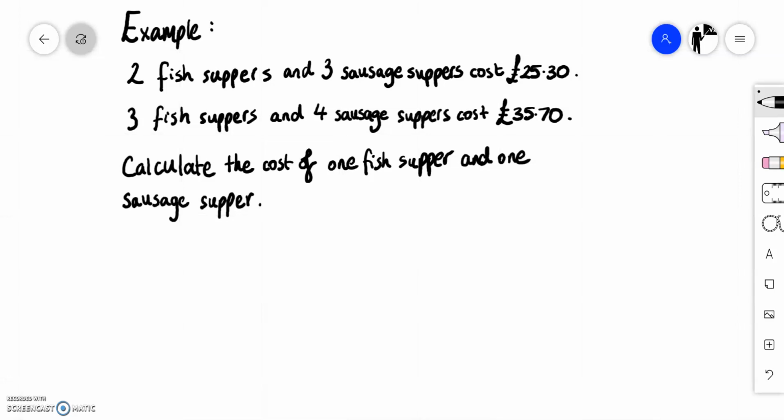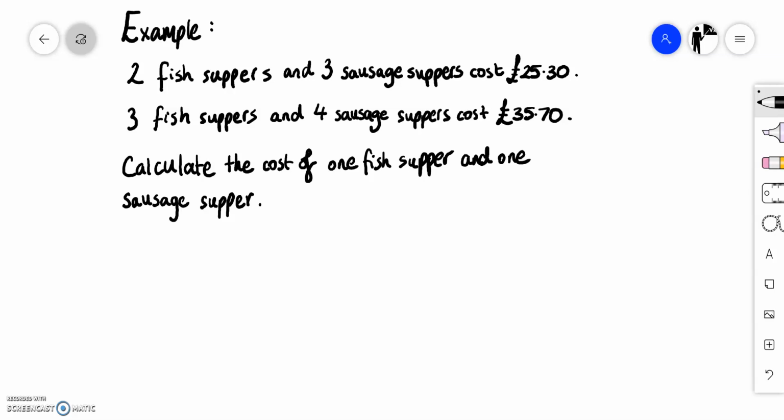2 fish suppers and 3 sausage suppers cost £25.30. 3 fish suppers and 4 sausage suppers cost £35.70. Calculate the cost of 1 fish supper and 1 sausage supper. Okay, so the whole idea behind mathematics is to be able to make things more efficient, to use a shorthand to try and solve problems really quickly. You could solve this eventually using a trial and error approach, but using a simultaneous equations approach will allow you to get there much quicker.